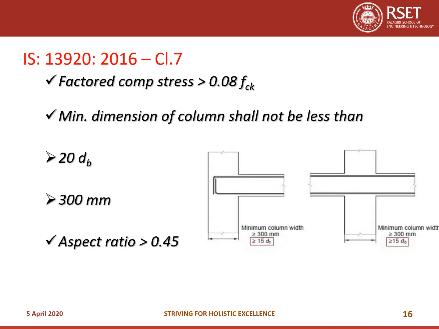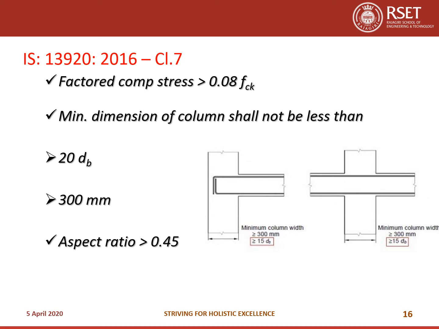As per IS 13920-2016 clause 7, this ductile detailing can only be applied if the factored compressive stress is greater than 0.08 FCK. The minimum dimension of the column shall not be less than 20 times dB, where dB is the diameter of the largest longitudinal reinforcement bar in the beam which passes into the column. Also, the dimension of the column shall not be less than 300 mm.